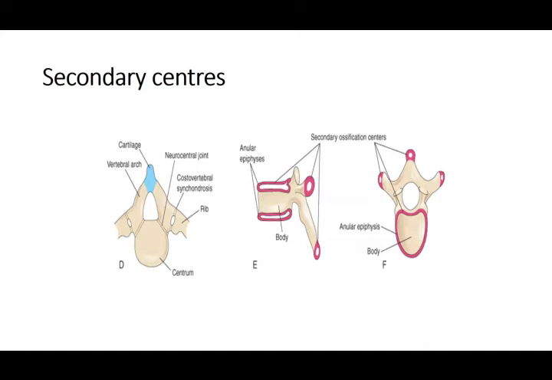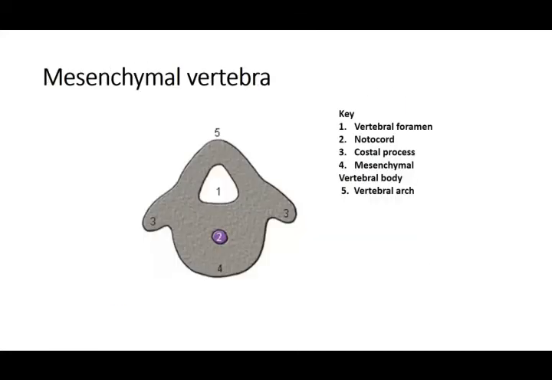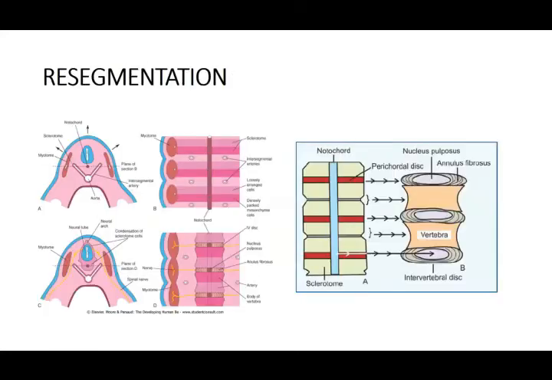So we had the 3 steps in the formation. If we recollect, first was the formation of the sclerotome. The sclerotome formed segments. These segments then grew around the neural tube and the notochord. Then there was reshuffling of the sclerotome as resegmentation.